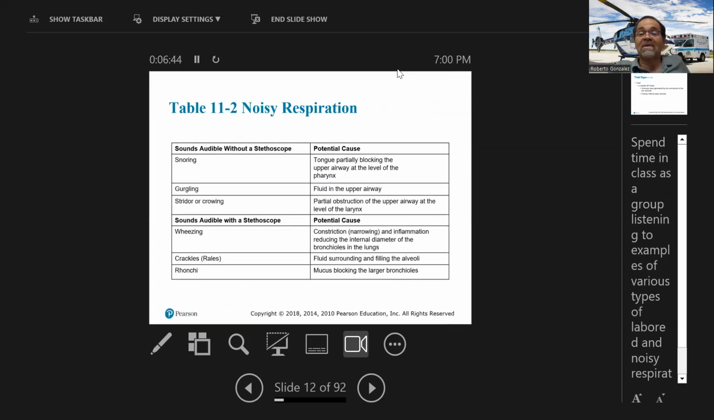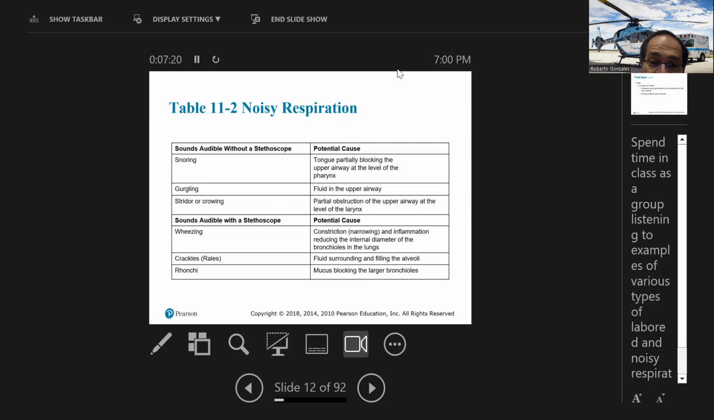Sounds that we hear when we're dealing with noisy breathing: snoring, which could be caused by the tongue partially obstructing the upper airway at the level of the pharynx; gurgling, if there's any type of fluid in there; and stridor, a partial obstruction of the upper airway at the level of the larynx itself.